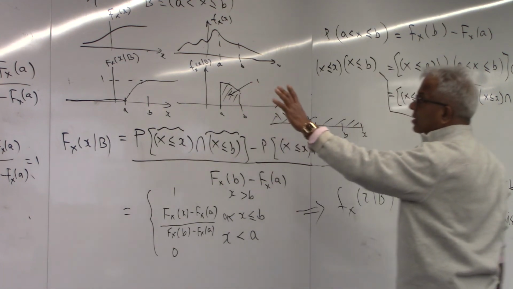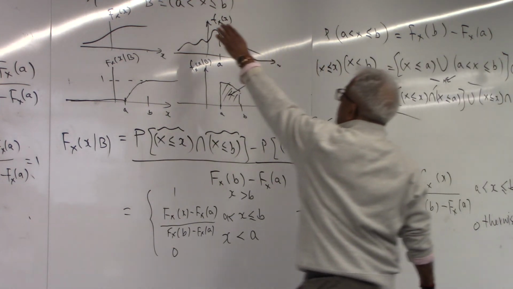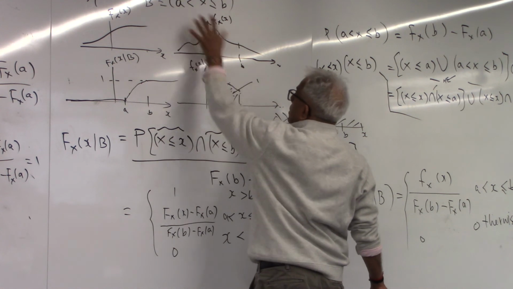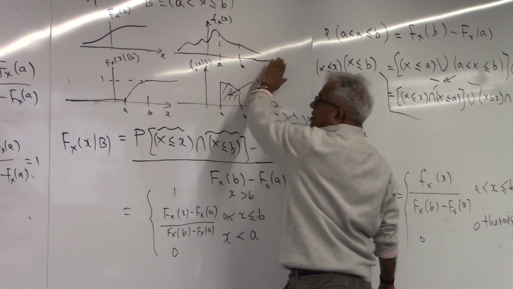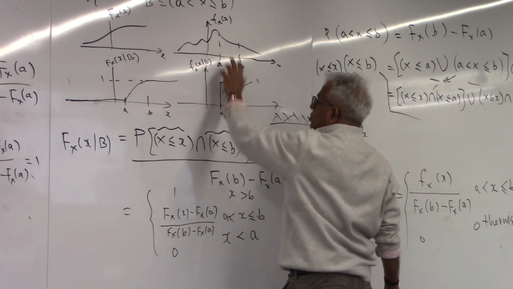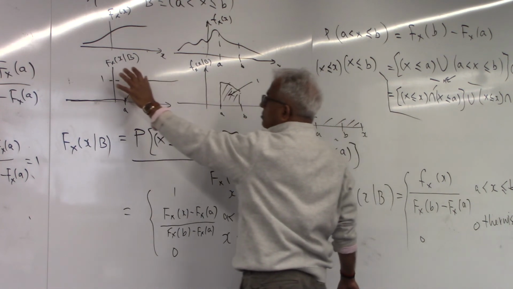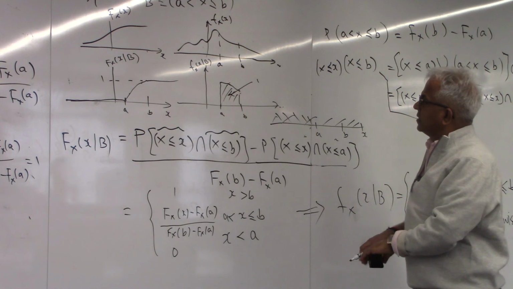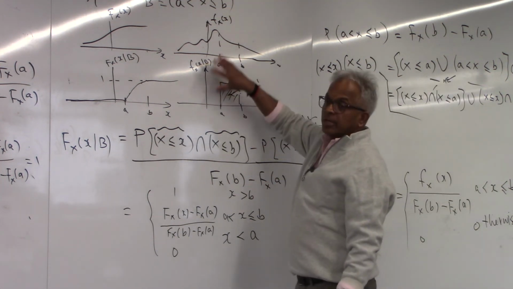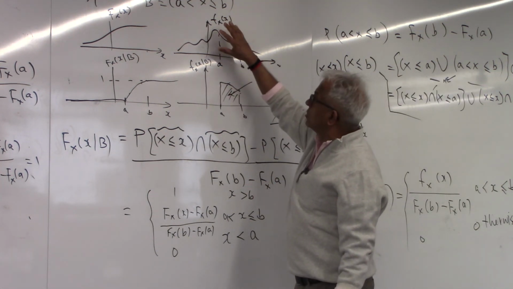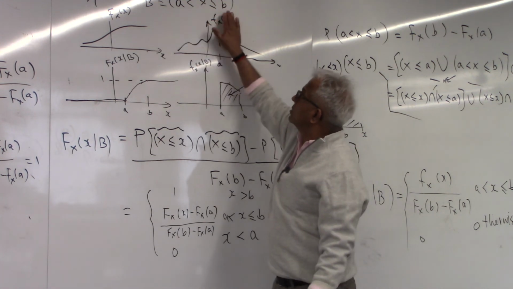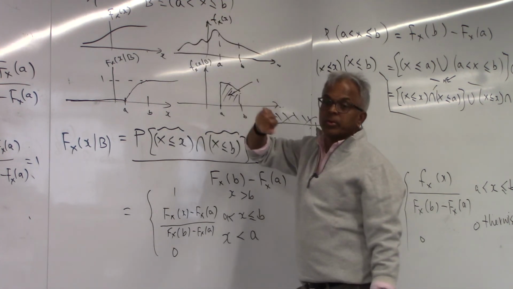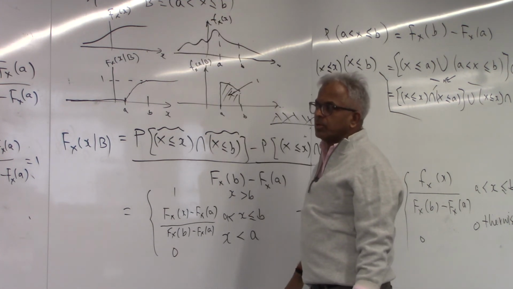So what has happened here is that given that the random variable is known to live here, this unconditional density function gets modified in this fashion, or the original distribution function gets modified in this fashion. So this is updating our ignorance or knowledge about the random variable, given that it is known to live between a and b.